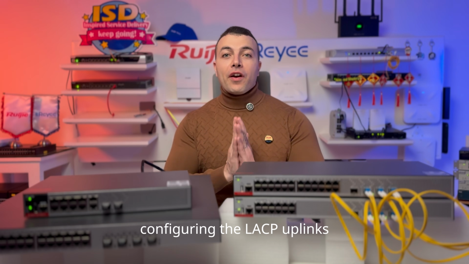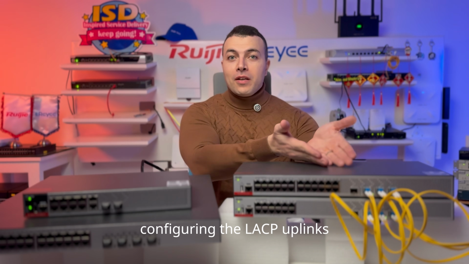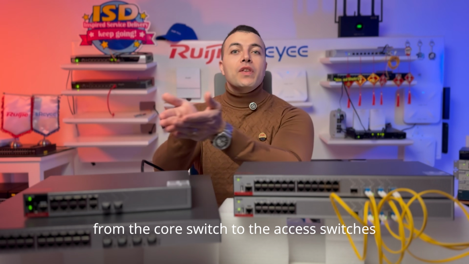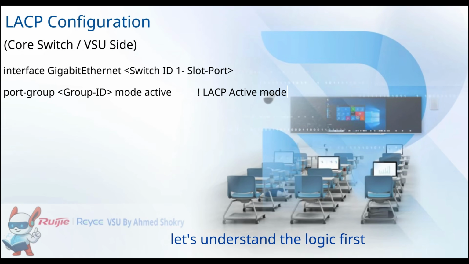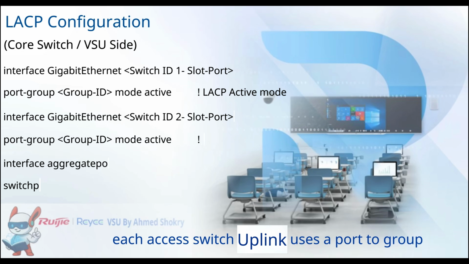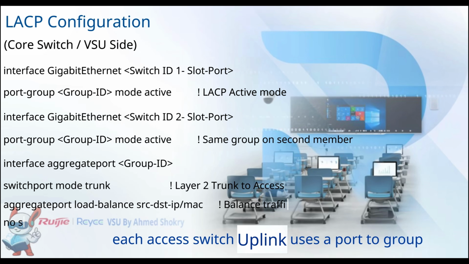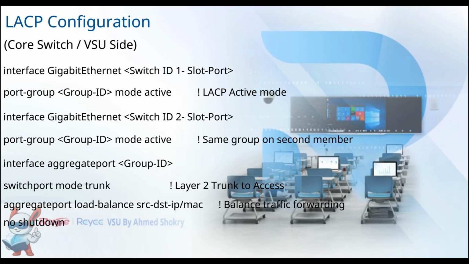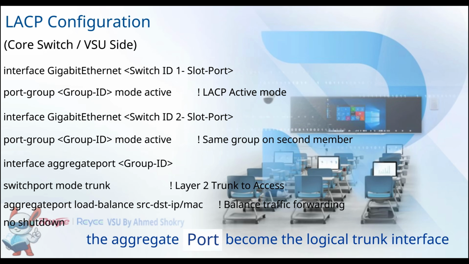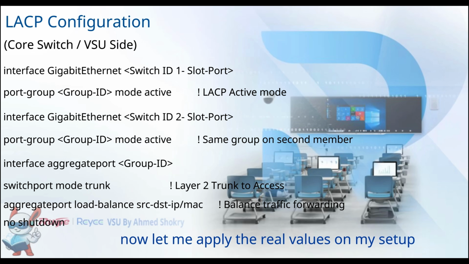Section 2, configuring the LACP uplinks from the core switch to the access switches. Before I show you my real configuration, let's understand the logic first. Each access switch uplink uses a port group, and both ports must share the same group ID. Once the group forms, the aggregate port becomes the logical trunk interface. Now let me apply the real values on my setup.